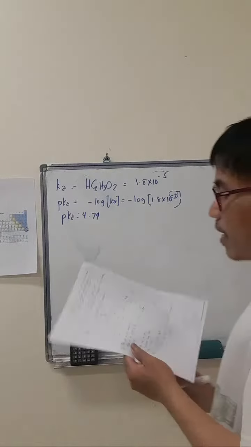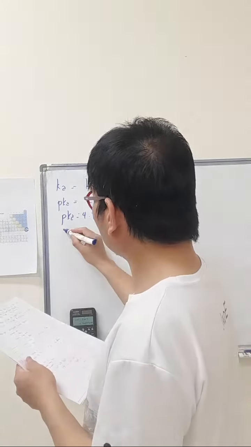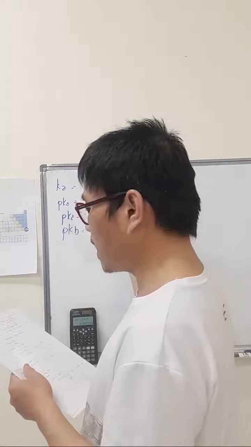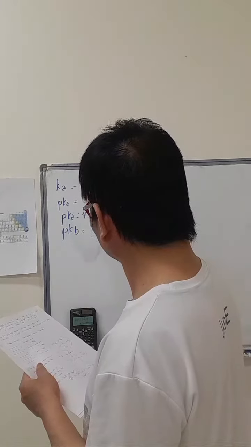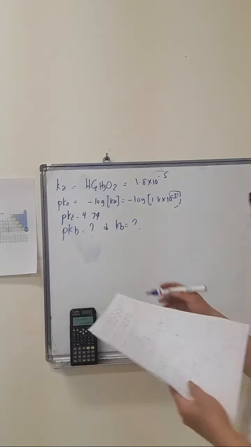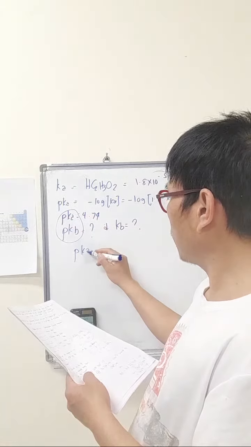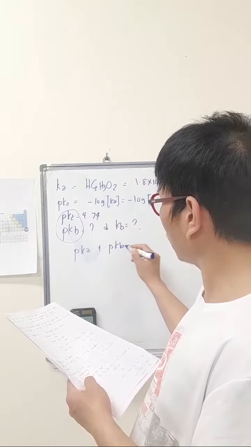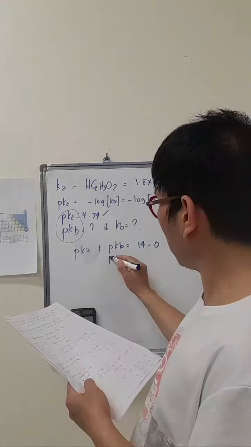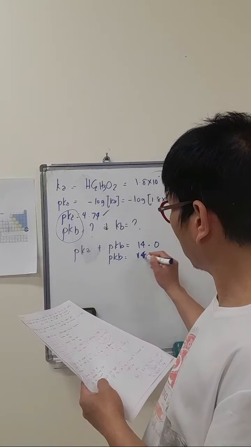Now, another question. Calculate the pKb. What's the pKb? It's the measure of the equilibrium constant of the base. So we have the formula that involves pKa and pKb: pKa plus pKb is equal to 14. Substitute the pKa, then solve for pKb by algebra again.